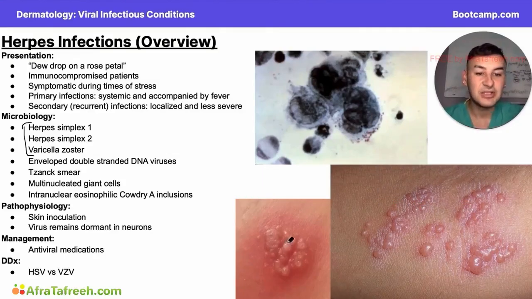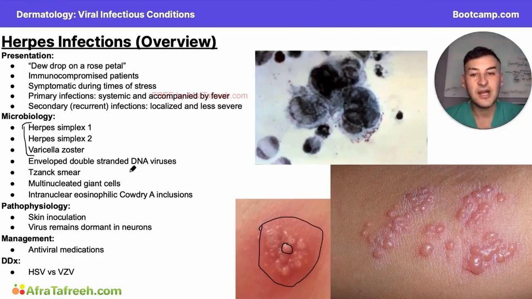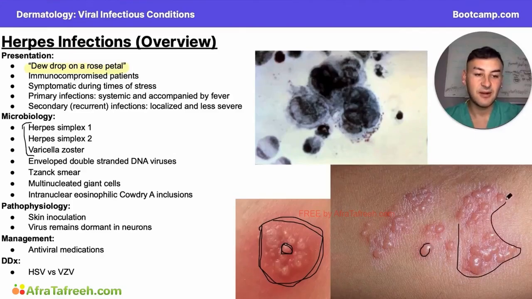These lesions are described as clear vesicles, which I circled here, on top of an erythematous base, which I'm circling here. An easy way to think about this, and an often way they're described, is called dewdrop on a rose petal, okay? So I'm going to highlight that here. Dewdrop on a rose petal. Here, what I circled, this is our rose petal, and this little circle, this clear vesicle, is the dewdrop, okay? Another great example of a dewdrop here, and we'll see we have a nice rose petal of erythema here.